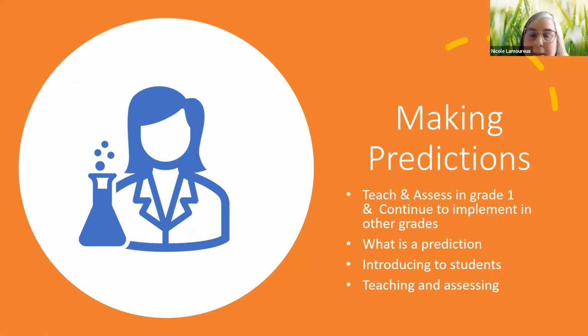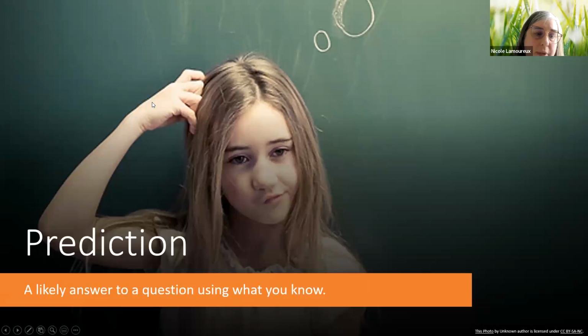Okay, so we're going to look at making predictions. And this again for grades, obviously for 2 and 3, this could be a good starting point as well for review. So teach and assess in grade 1, and we can continue with that. So we're going to look at what is a prediction, how do we introduce it to our students, and how do we teach and assess? Okay. So a prediction we know is a likely answer to a question using what we already know.